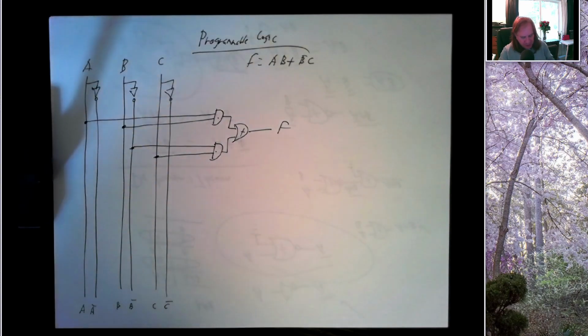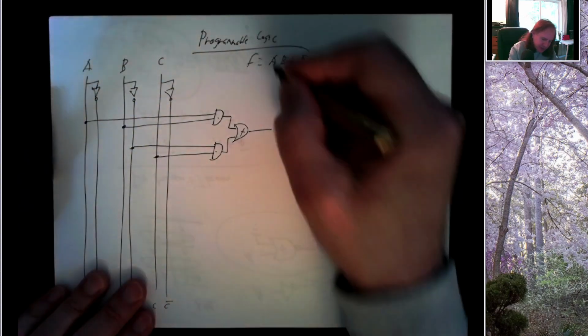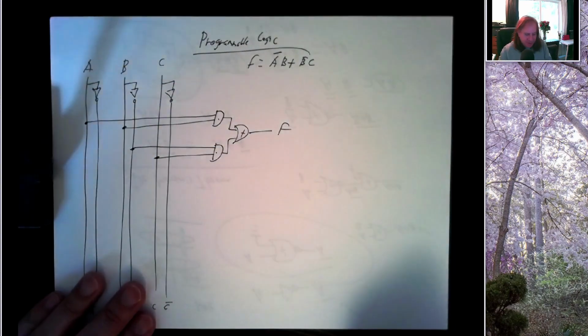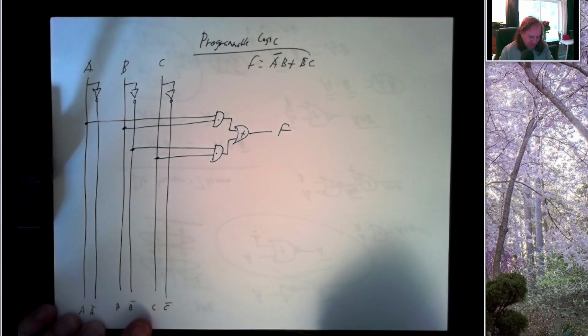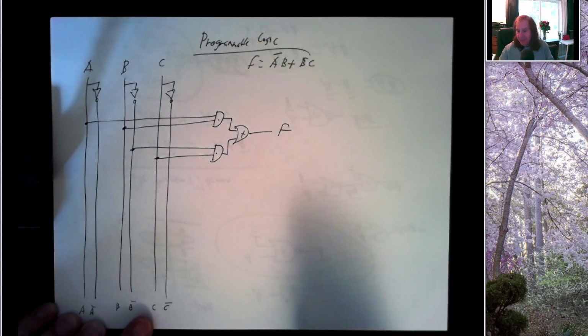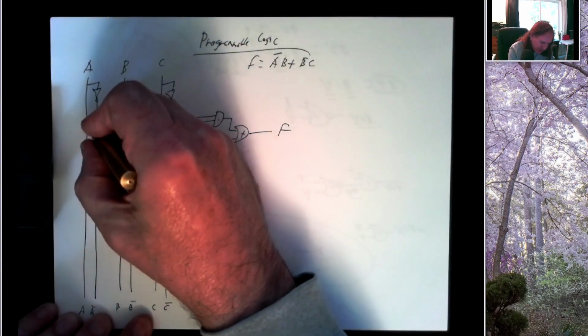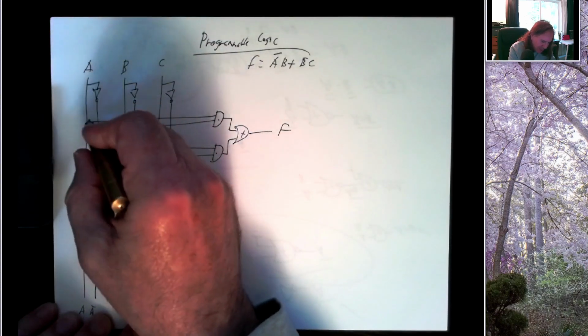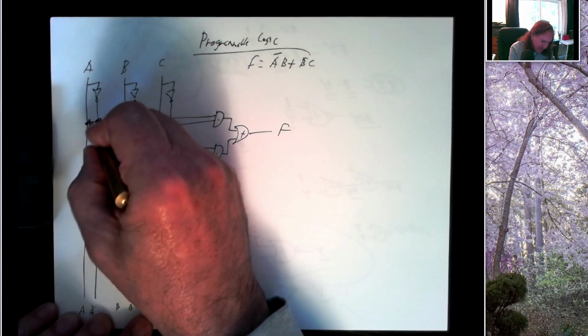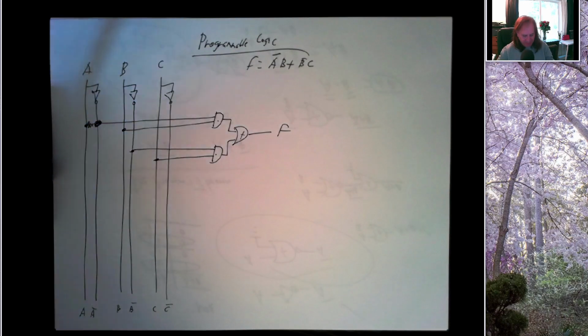Suppose we decided what we really wanted was A bar B or B bar C. Now, if I had done this with a pencil, all I have to do to get this new circuit is, instead of connecting this horizontal line to A, connect it to A bar. Nothing else in the circuit changes.